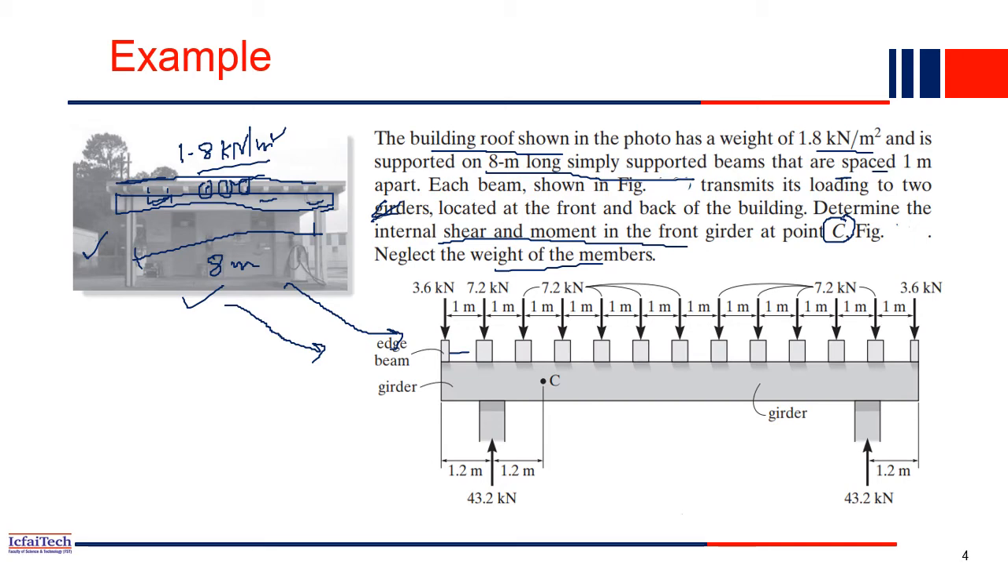This is our original beam, and the load is also given. Each concentrated load's magnitude is 7.2 kilonewton. You are asked to find, at this point C, which is 1.2 meter from this support, the internal forces, basically the bending moment and shear force at point C. So that is the question.